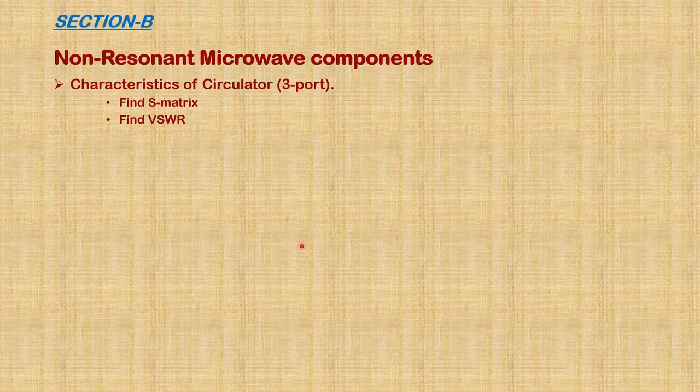In Section B, the other part is non-resonant microwave components. Here we have the first experiment, circulator. A circulator is a 3-port network or multi-port. In this lab, we have T junction and Y junction 3-port circulators. If we feed power into one of the ports, then that power is observed at the next port in a circular direction, and other ports are isolated from the input port. For this circulator, we are going to find out the S matrix and VSWR.